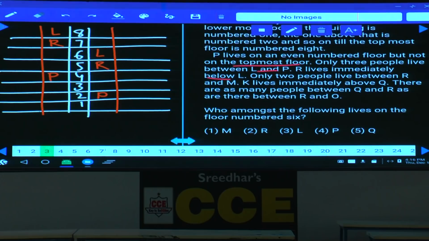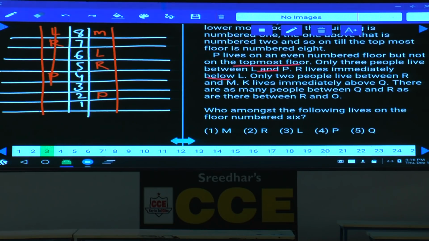Between R and M, there must be exactly 2 people, hence in case 1, M must be on the 8th floor. And the second case is not possible, because 2 people in between R and M is not at all possible. Clear now? Then R on the 4th floor, P on the 4th floor is completely ruled out.